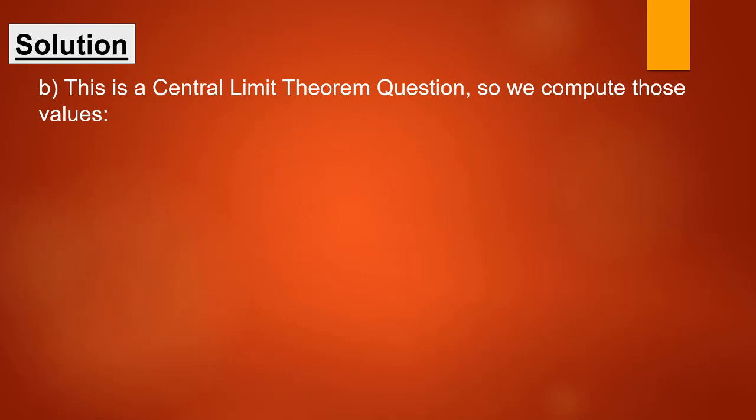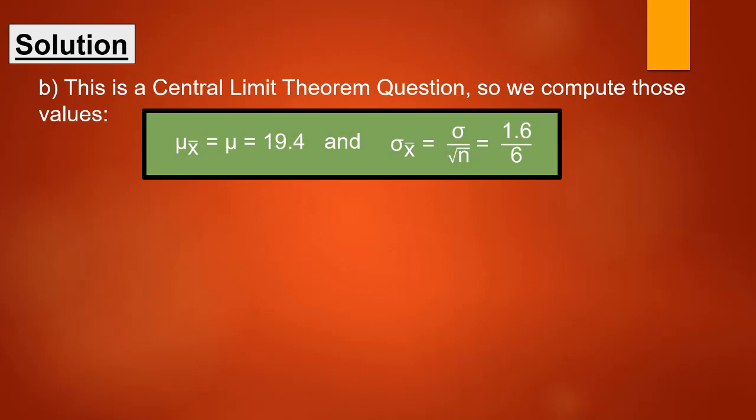So we need to compute the values from the central limit theorem. We need to know what mu of x bar and sigma of x bar are. Well, mu of x bar was the same as mu. So mu was 19.4, mu of x bar is 19.4. Sigma of x bar is sigma divided by the square root of n. Because the sigma from the original problem was 1.6 and the size of the sample was 36, the square root of 36 is 6. So the sigma of x bar is 1.6 over 6. That does reduce, but we don't really need to reduce it at this point because we're just going to use it to make a calculation here.